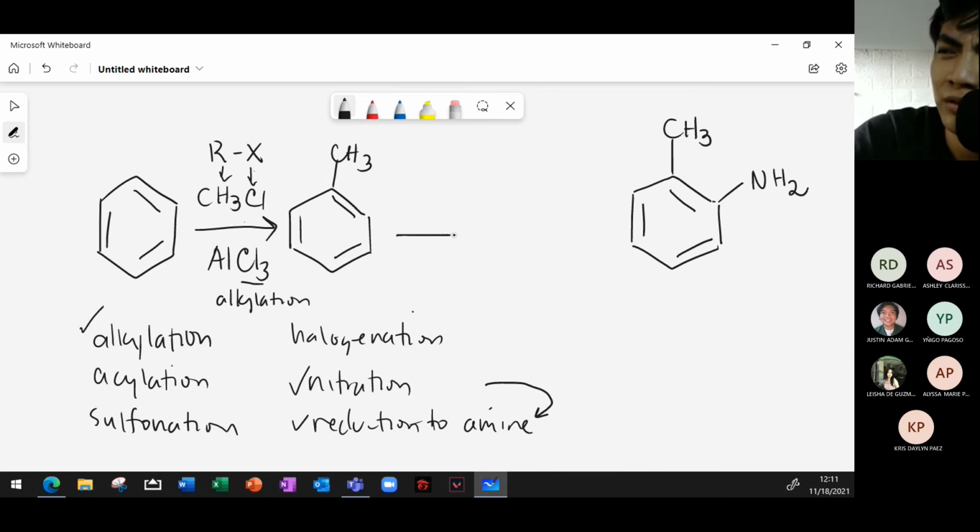Okay, and that will be followed by nitration. Okay? Ano uli yung chemicals kapag nitration? Nitric acid and sulfuric acid catalyst.